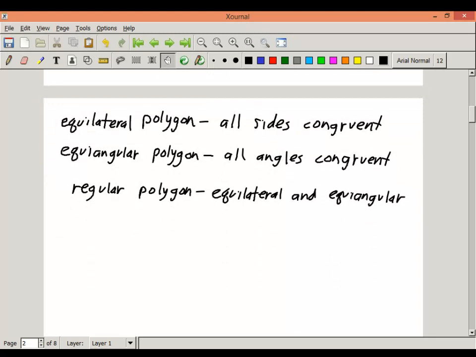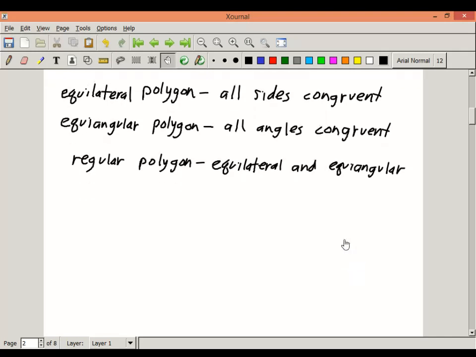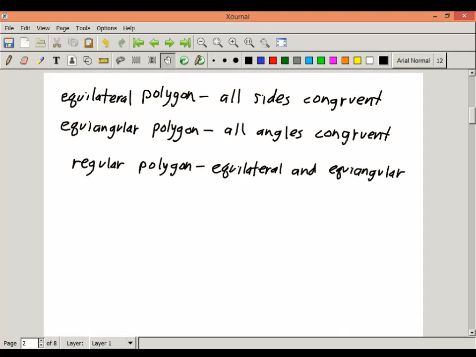Okay, so a little bit more vocabulary. We know some of these words already when we dealt with triangles. An equilateral polygon is a polygon where all the sides are congruent. An equiangular polygon is a polygon where all the angles are congruent. Now we have a new term for us. A regular polygon is a polygon where all the sides are congruent and all the angles are congruent. So equilateral and equiangular would make a regular polygon.